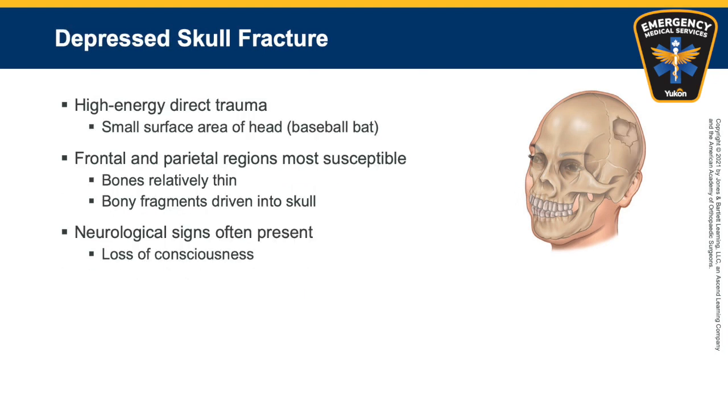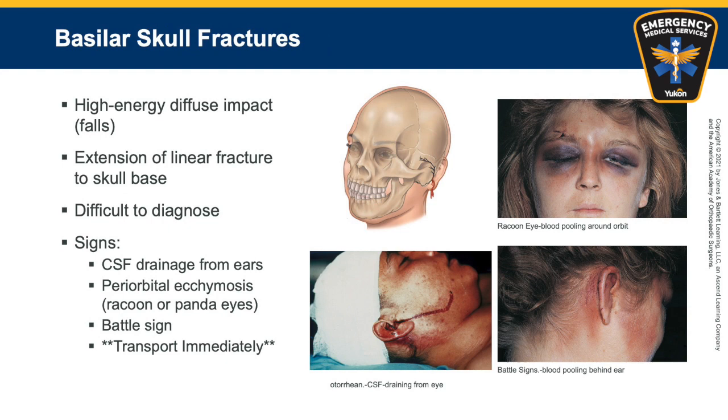Depressed skull fracture. Okay, this is usually the result of obvious direct trauma to the skull itself. The frontal and parietal regions are most susceptible, and neurological signs are often present. They typically have loss of consciousness on scene. Basilar skull fractures. These are from diffuse impacts, so falls.